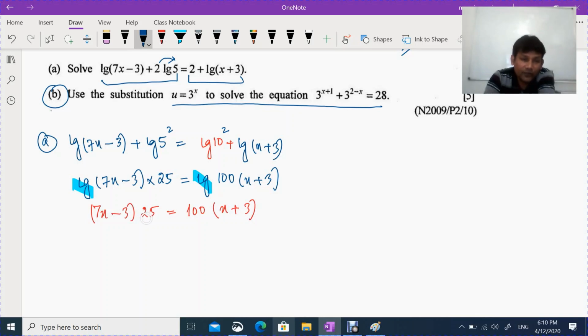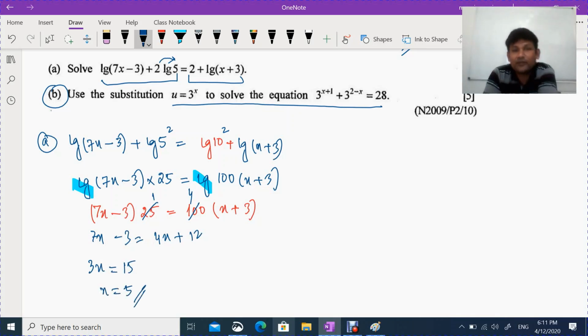But one thing, please: I'm doing this 25 times 1, 25 times 4. I want to make my work easy. I can, because 25 will divide here, so that will cancel. Now this is the easiest. 4x plus 12, and you can get the answer of x: 4x minus 7x is 3x, and 12 is 15, and x is equal to 15 upon 3, which is 5, and we have done it. Okay, next question.